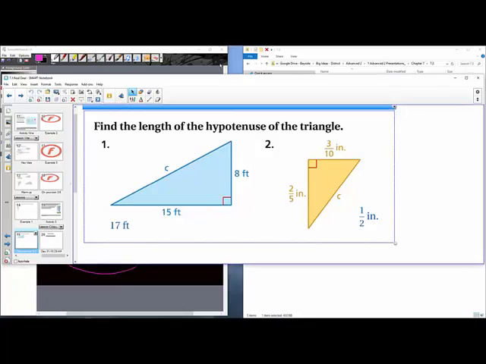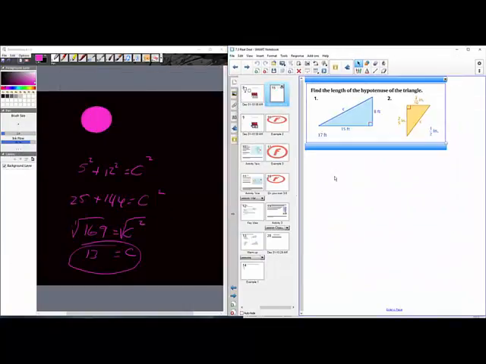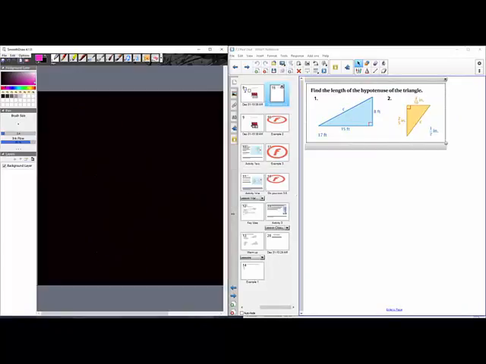For this one, this is an interesting one. Let's take a look at this for a second. If I take 2/5, let's write this one out. So I'm going to take 2/5 squared plus 3/10 squared equals c squared, right? And so in this case, this would be 4 25ths plus 9 100ths equals c squared.